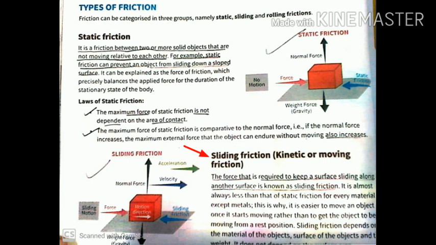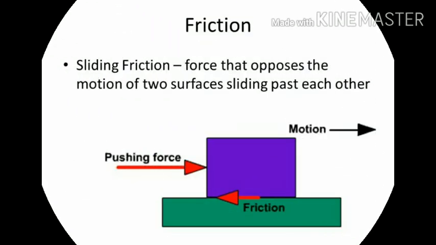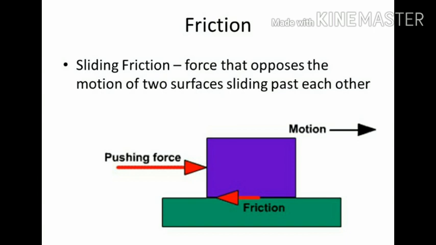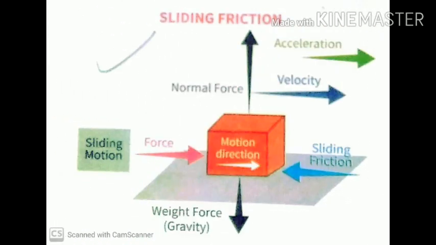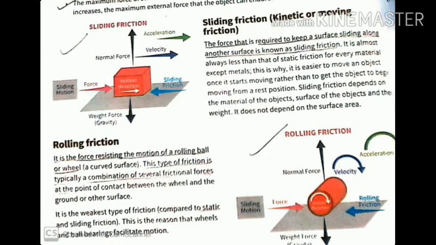Okay, now the next topic is sliding friction. What is sliding friction? Sliding friction is also called kinetic or moving friction. The force required to keep a surface sliding along another surface is known as sliding friction. If one surface slides over another surface, motion is there in this friction, that's why it is called motion friction. You can see in this picture, the direction of the force is equal to the direction of the motion, and the same is the direction of velocity and acceleration.